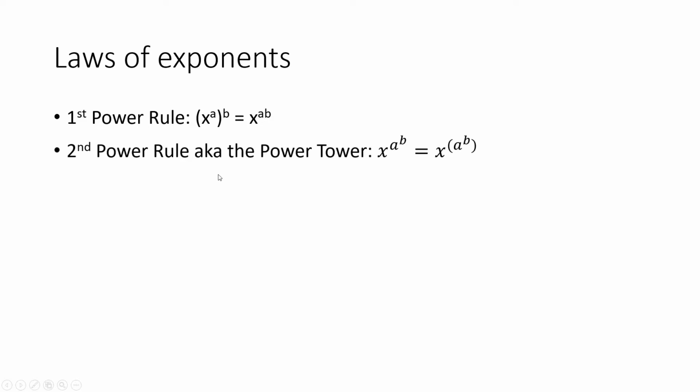The second power rule, also known as the power tower, is x to the power a to the power b. And the correct way to interpret that is to put brackets around the a to the power b. So you do a to the power b first, and that's the power of x you're looking for. And you can arrive at huge numbers using the power tower. Google is named after a power tower, for example.